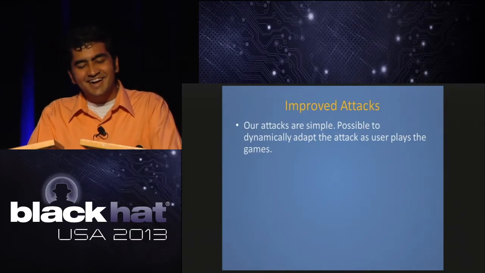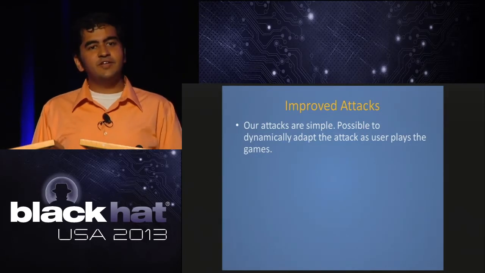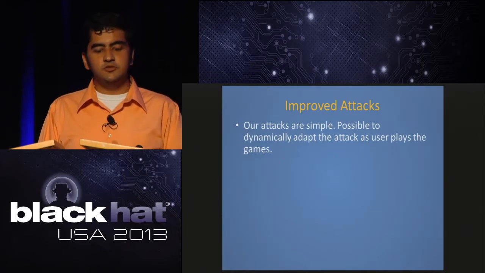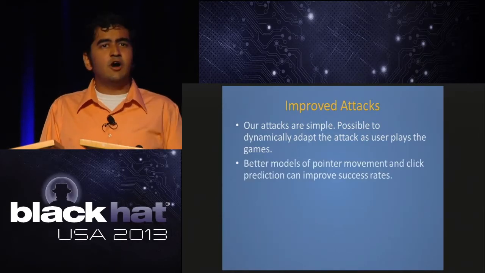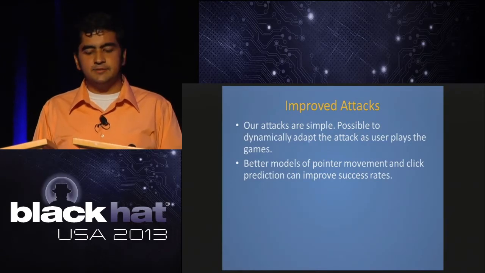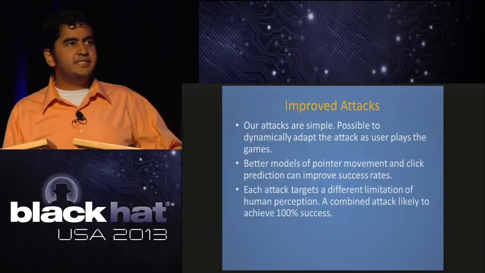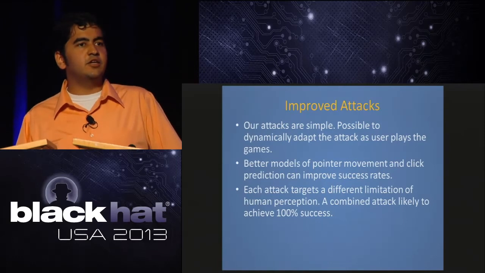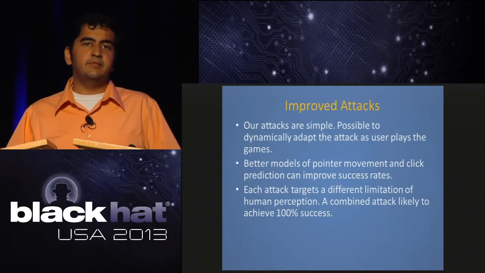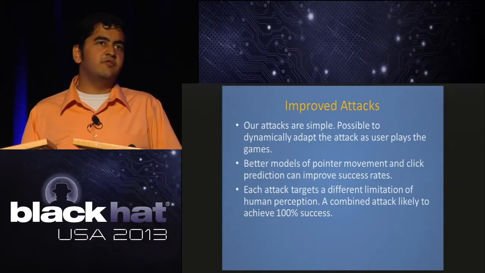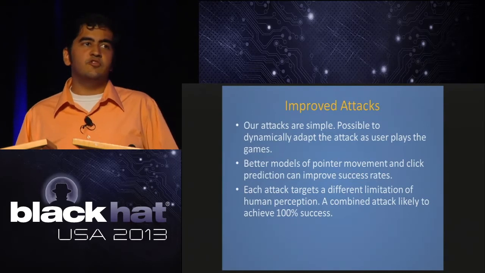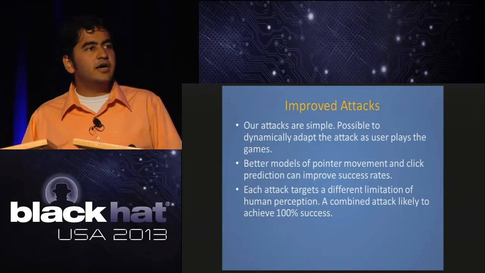But you can improve the games a lot more, make them more immersive, dynamically adapt the attacks, adapt the games as the user plays them. For example, get a better model of pointer movement and click prediction to improve the success rates of these attacks. Right now, each attack targets a completely different limitation of human perception. One was motor adaptation, one was on visual cues and timing, and another was peripheral vision. But a combined attack that ties all these things together could be really powerful, and I'm pretty sure it could achieve 100% success rate.